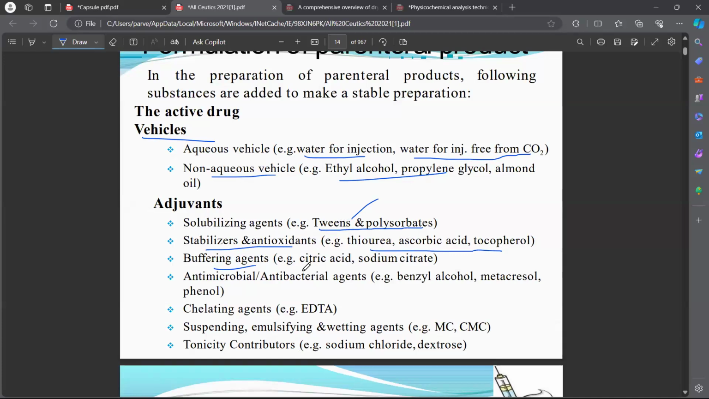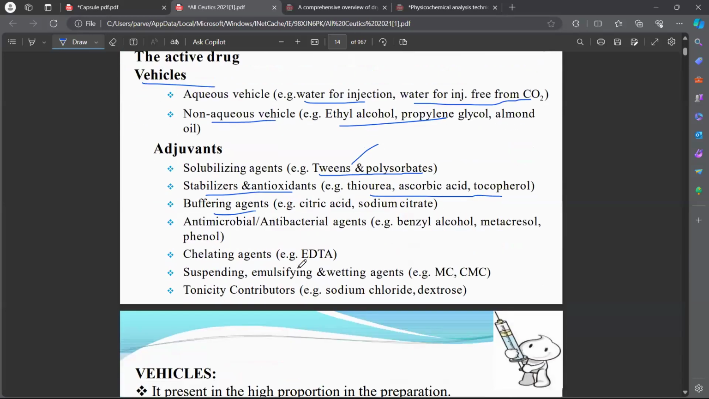Which buffer is not applicable for the injectables? I want the name of that buffer. Could you recall which type of buffer is not used for injectables? I recall it's borate buffer. Borate buffer is not used for the injectable, guys. Remember that point.